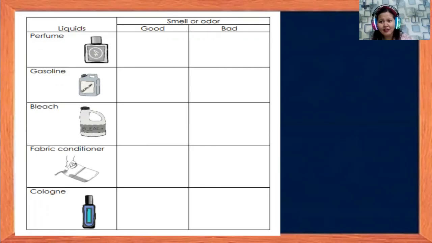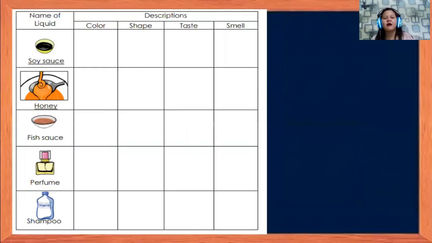The gasoline. Have you smelled the gasoline before? For me, for teacher, the smell of the gasoline is, okay, is that good or bad? Next, we have here, you will describe these liquids according to color, shape, taste, and smell. You may say the word. For example, what's the color of the soy sauce? Is it black, brown, blue? Just write it here on the correct column. Shape, taste, and also its smell.